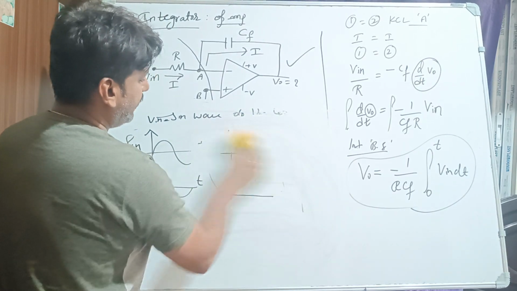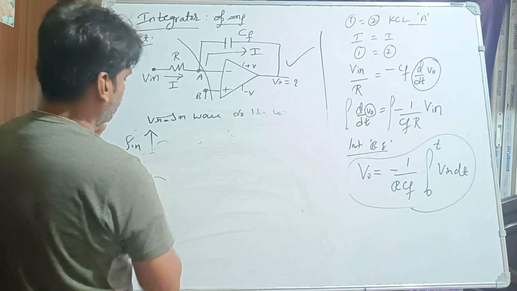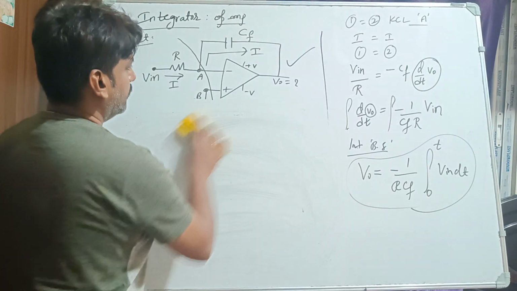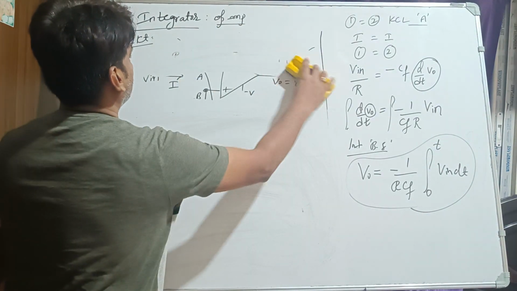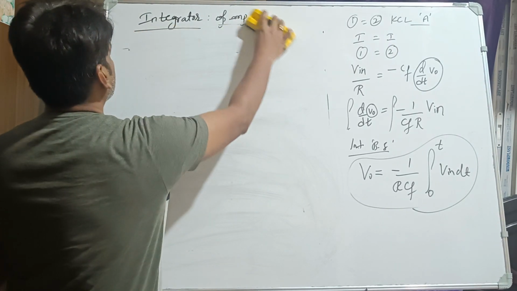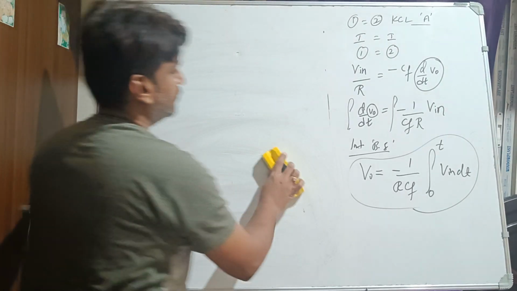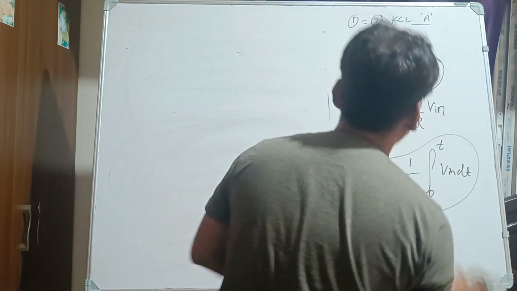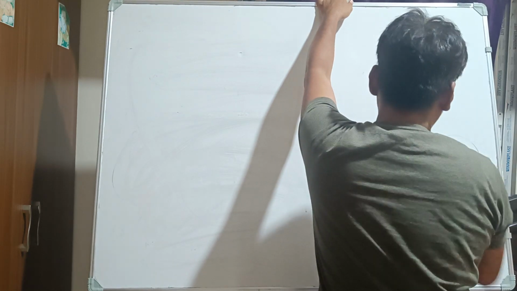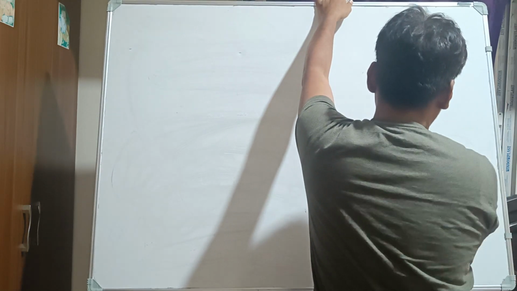So this is the integrator. Similarly, we can consider the differentiator. So how to consider the differentiator? We'll see that. Same circuit diagram, only thing is you should interchange the capacitor and the resistor. Everything else is the same. Most of the time they will give this integrator as well as the differentiator concepts, right?